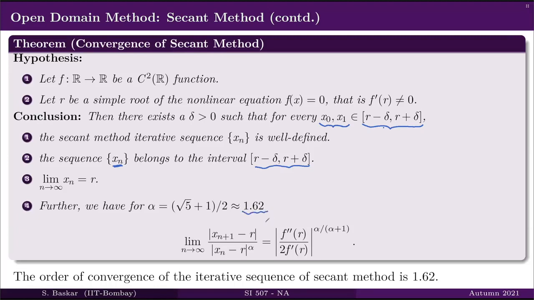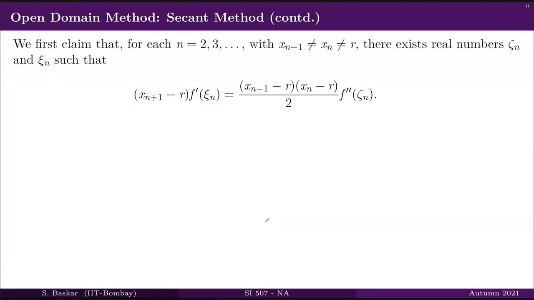1.62 approximately. To prove this theorem, we have first established an expression where we can find two parameters xi n and eta n for each given n equal to 2, 3 and so on, such that this expression holds. We have derived this expression, and now let us proceed to prove the conclusions of the theorem using this expression.